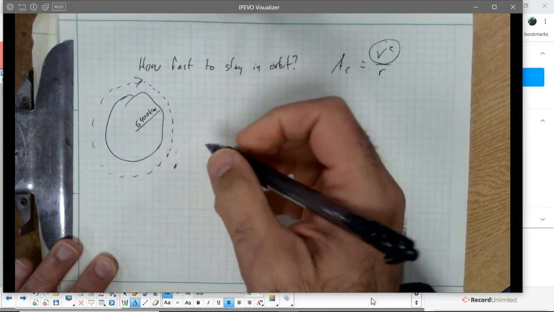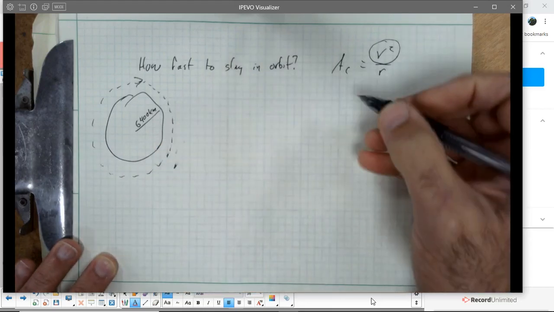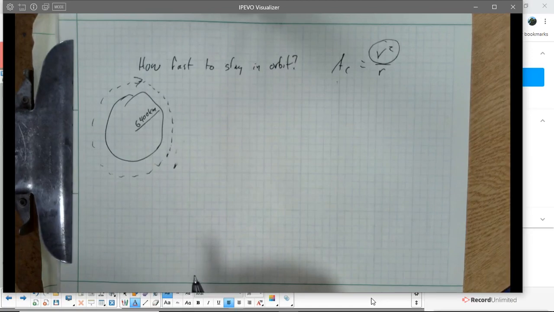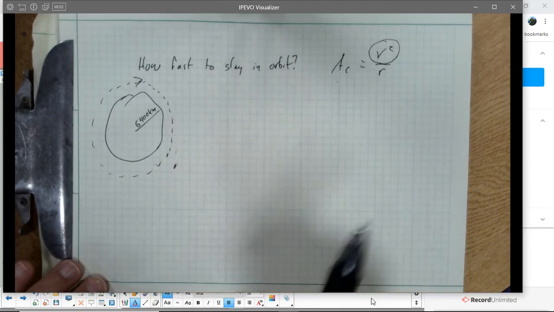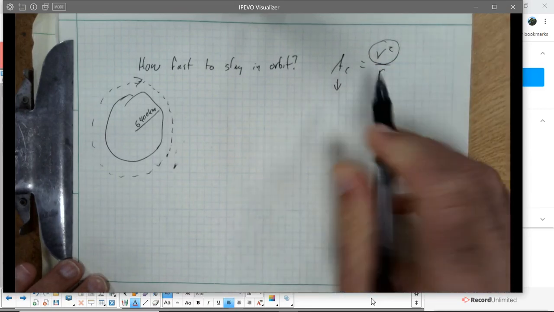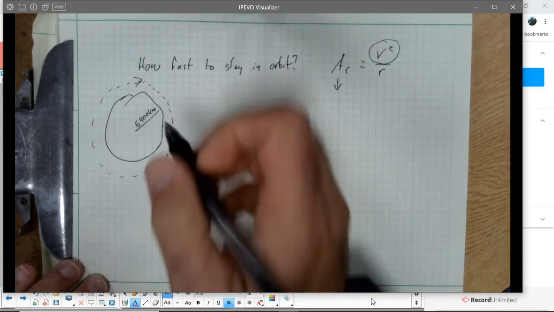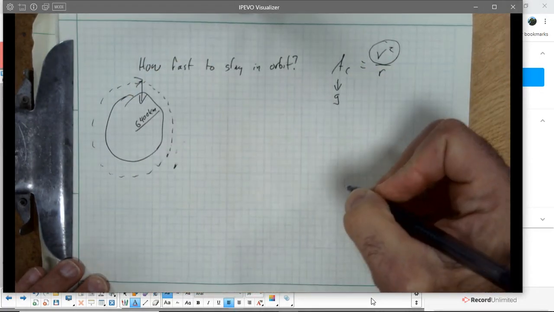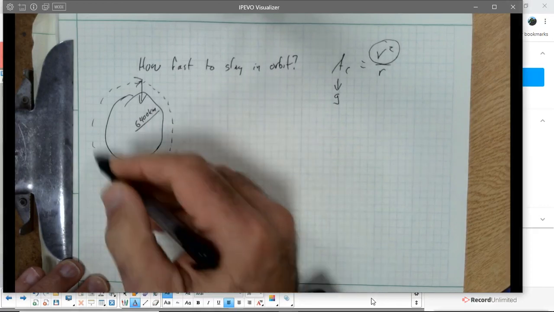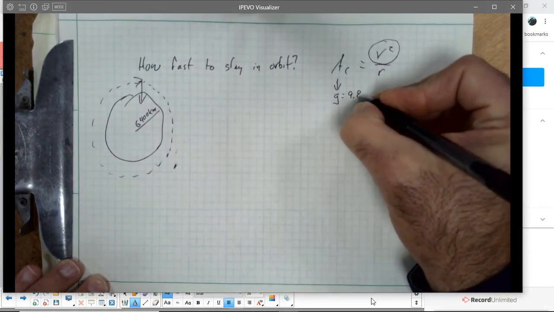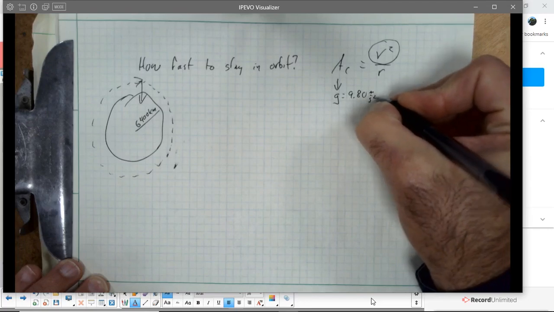Okay, so first off, what I would like you to do is see if you can figure this out on your own. So pause it and see what you can do. This is the given information. I'm going to give you one more piece of information: the centripetal acceleration toward the center of the Earth is g, because that's how fast everything accelerates as it falls toward Earth. So that is equal to 9.80 meters per second squared.